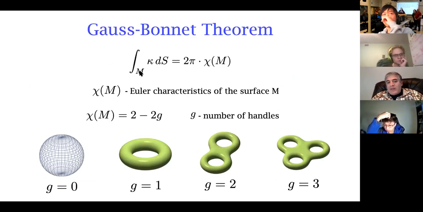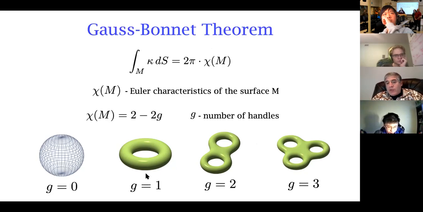It tells you that if you have a closed surface, there is a generalization for open surfaces, but let's do closed surface only, and integrate curvature over the closed surface. Then you get 2 pi times some topological invariant, which is called the Euler characteristic of the surface. And this Euler characteristic is just 2 minus 2g, where g is the number of handles or number of holes. So if you have a sphere, the number of holes is 0. You get here 2, and 2 times 2 pi is 4 pi.